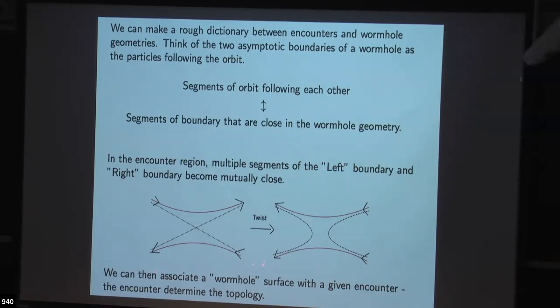So here I've drawn this picture of the encounter. Here's one of the orbits, here's another orbit. And let's twist around the top here so that we can see that there's a region in between the orbits. And we imagine that the geometric picture is that we fill out this region. So along here, the black boundary is close to the red boundary, but then there's this region where they're all near each other, and they switch which segment they're close to. The red boundary starts by being close to this segment of the black boundary, but then it switches to being close to this segment of the red boundary.